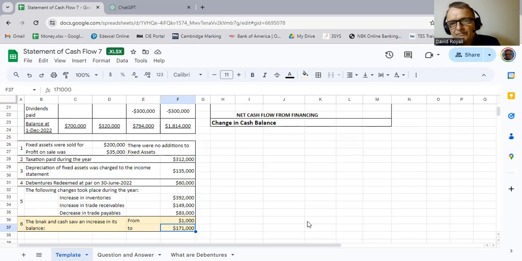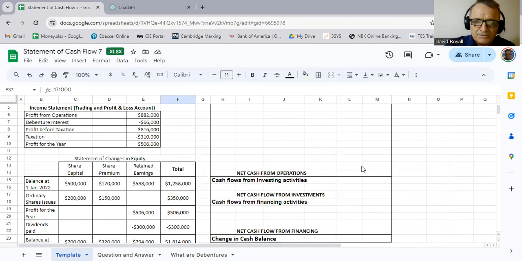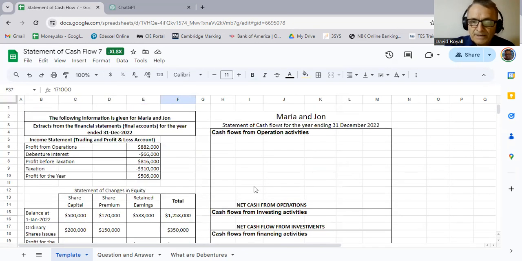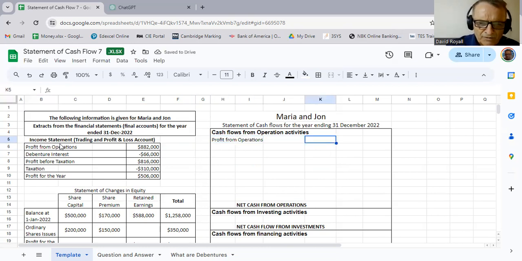Well, the cash flow statement is designed to throw some light on how that cash was arrived at. How did we make that journey from 1,000 to 171,000? Well, let's get busy then. So let's start off with the cash flow from operations. First step is let's start with our profit from operations. And we already know what that is straight away, because it's now 882,000.